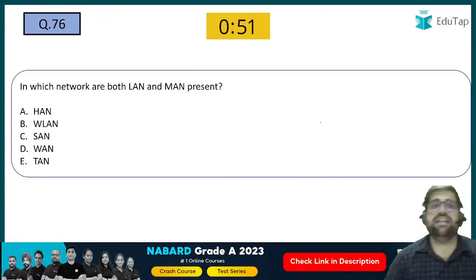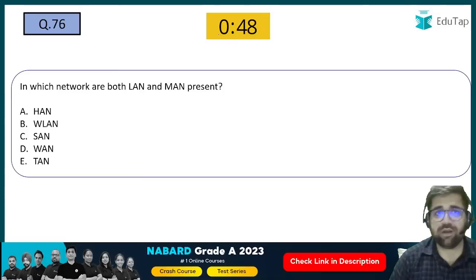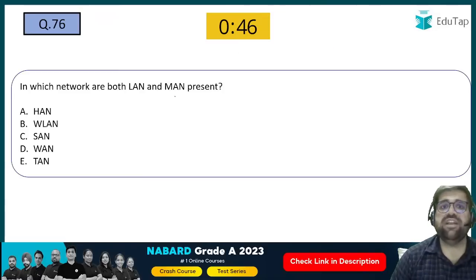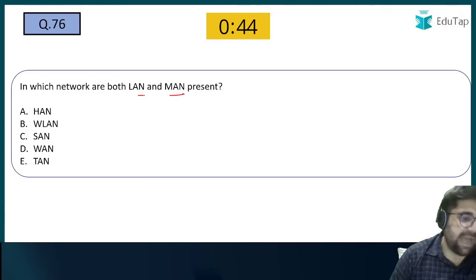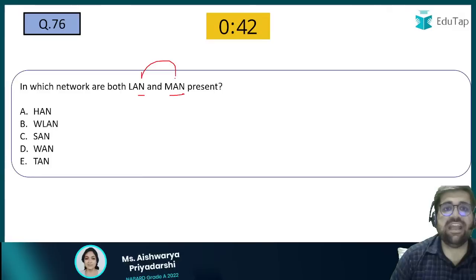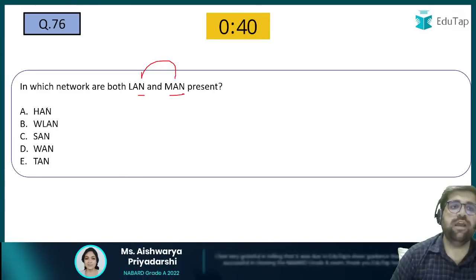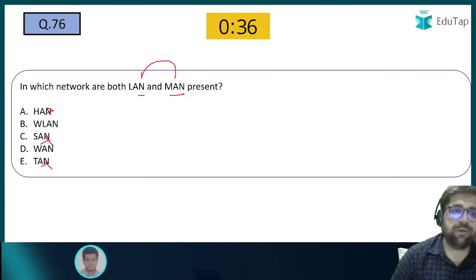Ab yahan pe aaram se. LAN yani kya hota hai? Local area network. MAN yani kya hota hai? Metropolitan area network. Okay, so LAN and MAN are present in which particular type of network? HAN kuch nahi hota hai. Okay, SAN bhi kuch nahi hota hai. TAN bhi kuch nahi hota hai.